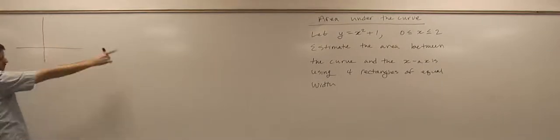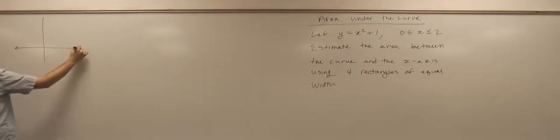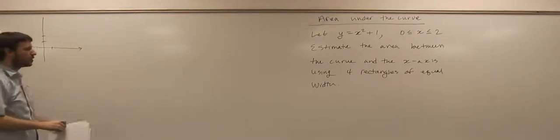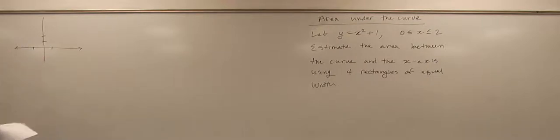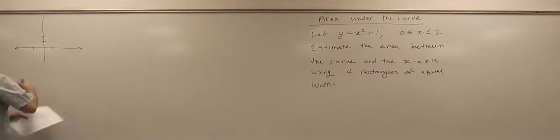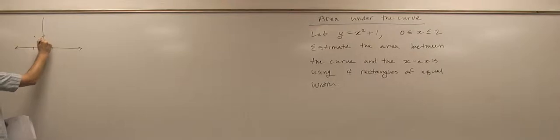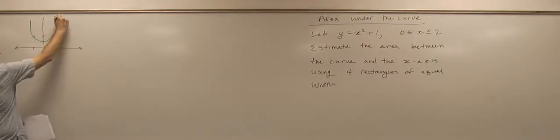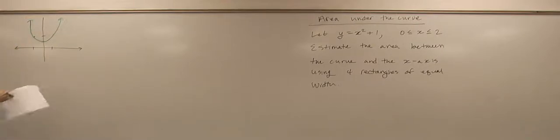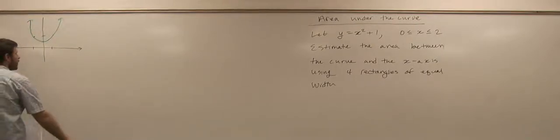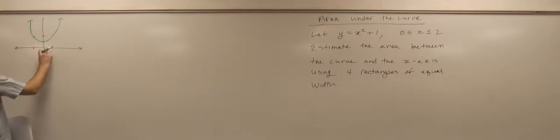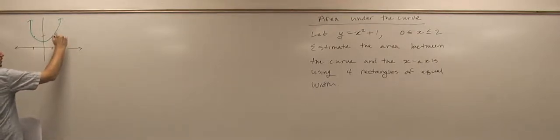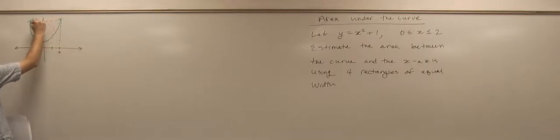I can choose, by the way, what does the graph of x squared plus 1 look like? Parabola pointing upward or downward? Upward. What does the plus 1 do? Shifts it up. So here's my curve, something like that. I want to estimate the area, but I'm only on the domain 0 to 2. That would be a 4.